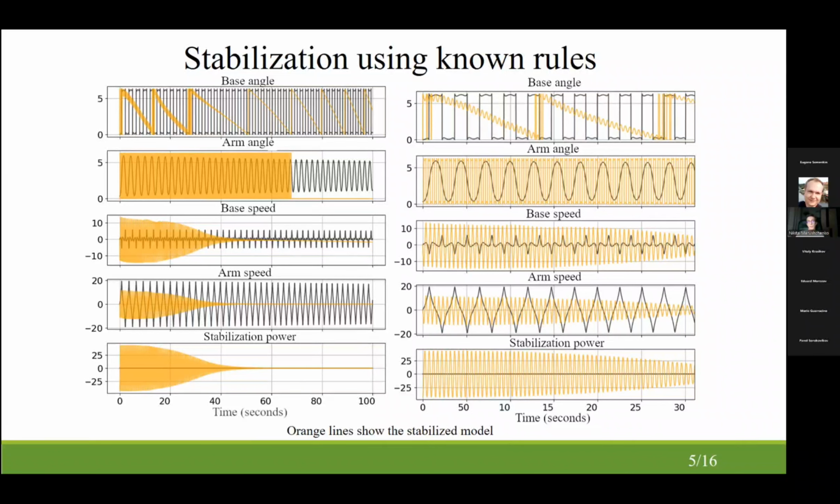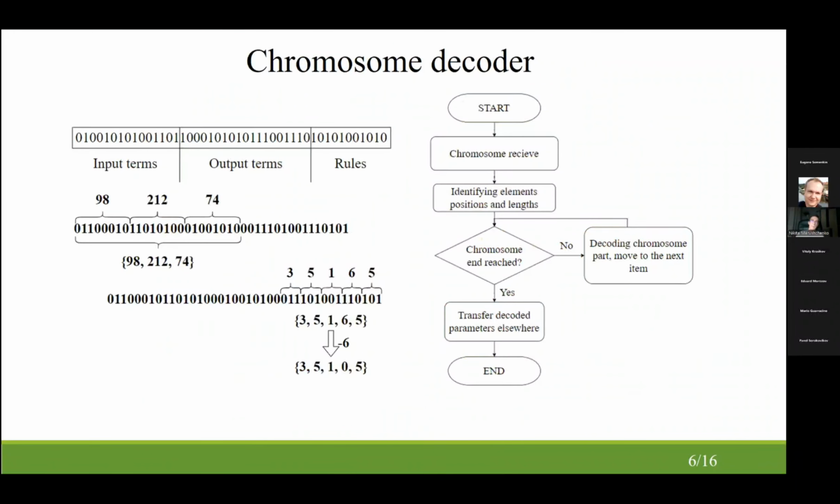It was able to stabilize the arm in an upright position, but the base wasn't able to stabilize itself because it wasn't the target. The stabilized model is shown with orange lines, and the one which doesn't have a stabilizer is shown in black lines.